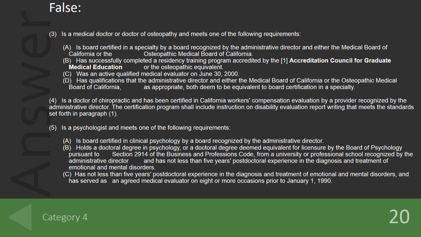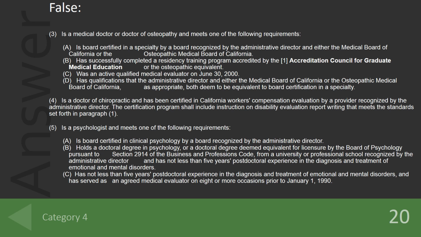Or has not less than 5 years postdoctoral experience in the diagnosis and treatment of emotional and mental disorders, and has served as an agreed medical evaluator on 8 or more occasions prior to January 1, 1990. Well, the number of doctors who have served as an AME on 8 or more occasions prior to 1/1/1990 is a diminishing population. So requirement number C is becoming less and less commonly qualified for, I guess is the way to describe that.